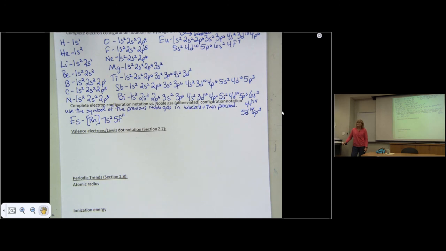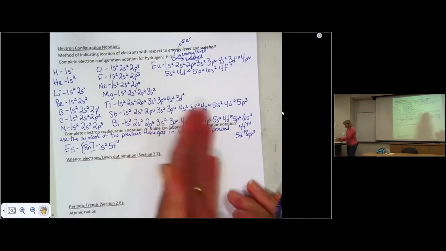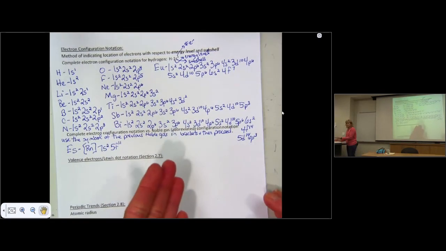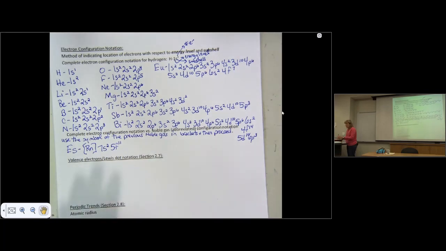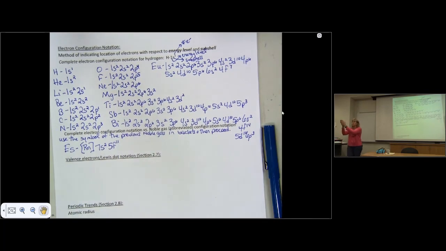Well, why does that work? Because, did you realize going through here we were just repeating ourselves? And so once you get to the noble gas, what you're saying is everything up to this noble gas is full. You can't put anything, it's all full. That's why you start at the previous noble gas and then you proceed on, because that's what changes. It's past the noble gas that changes.